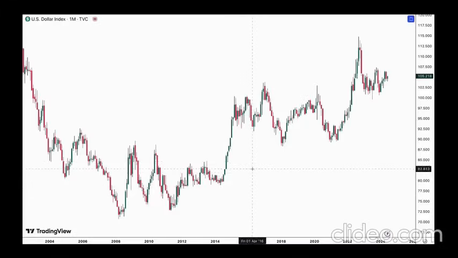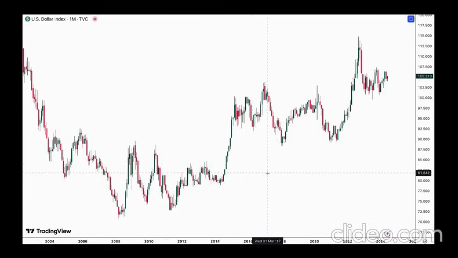Guys, this is DXY on the monthly time frame. We are going to analyze it so we can use this information for other major pairs, especially major pairs with USD as an element in that pair. So we are going to use information from DXY to determine the trend of other pairs.